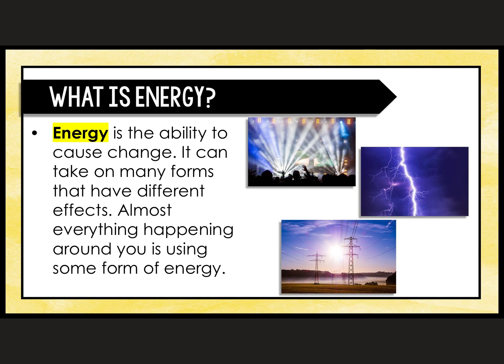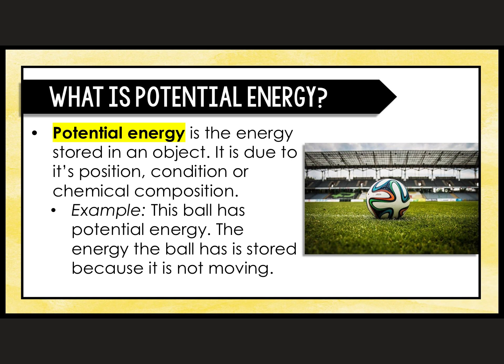Even nature has its own versions of energy, whether that be lightning striking, the sun's rays filtering down, or the energy that is used to help plants and animals grow. Energy is everywhere. Now, there are two major types of energy, potential and kinetic. So let's look at potential energy first.